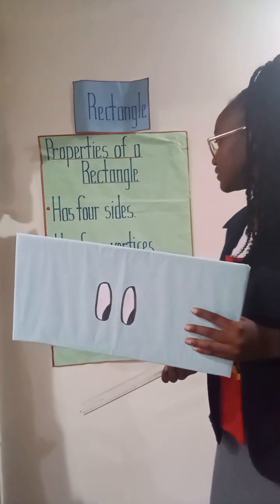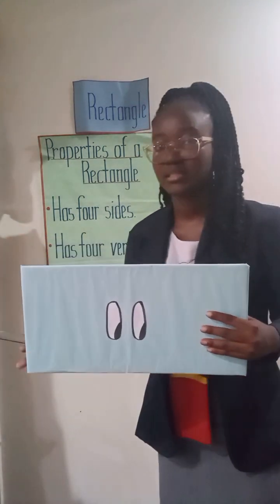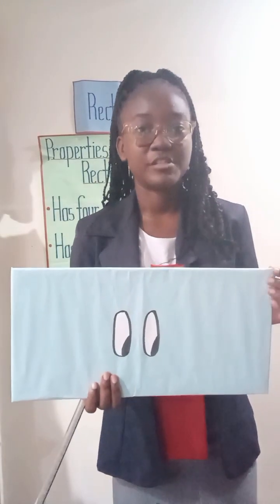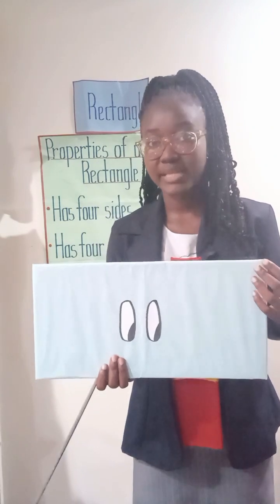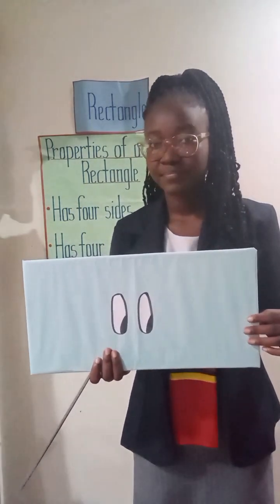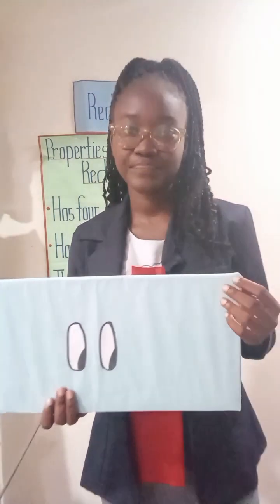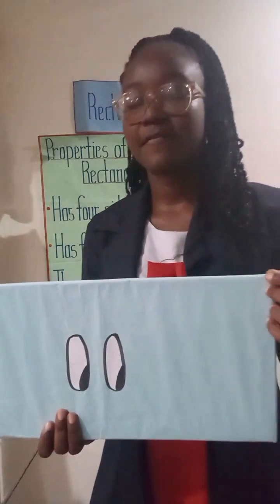And the second one says it has four vertices. Four vertices. Do you know or can you remember what the vertices are or what is a vertex? Okay, Zaria, let's hear you. Very good. Give her a clap, everyone. She said vertices are where two or more lines meet. Vertices are where two or more lines meet.